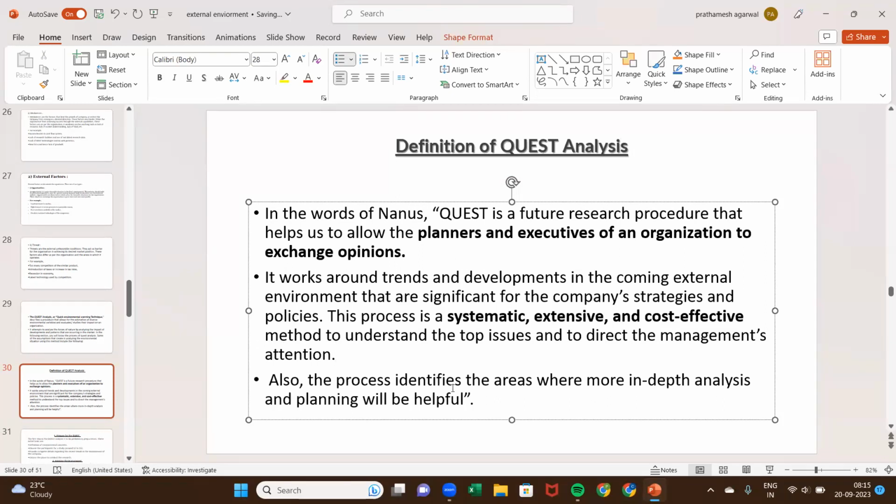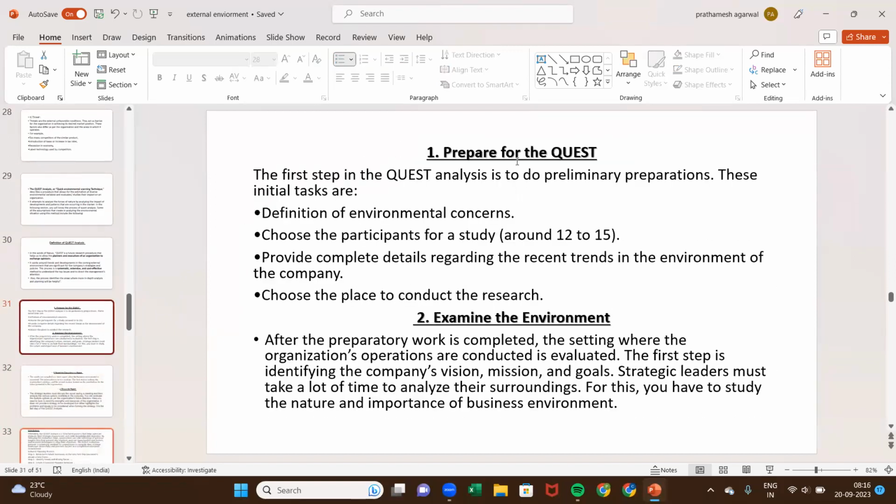Also, the process identifies the areas where more in-depth analysis and planning will be helpful. So what is quest analysis doing? It is identifying those developing areas in the organization where, if you study them properly, it will be helpful for future planning. Then prepare for quest. Now, how do we do it?